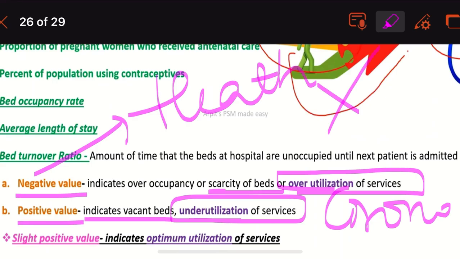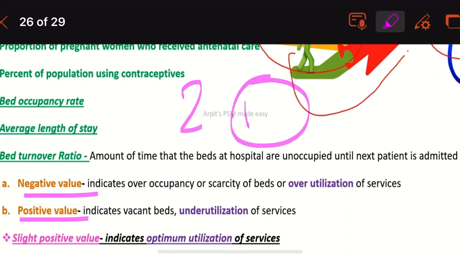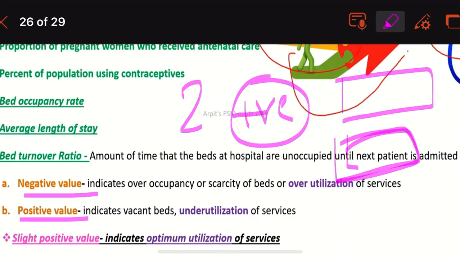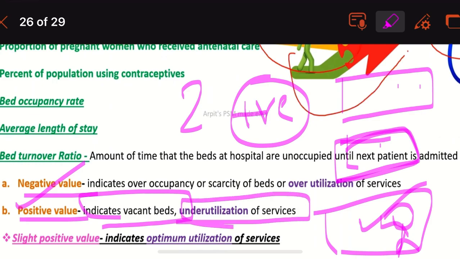There are two aspects, just like a coin has two faces. These have a positive value. If the beds are empty, it means the health of the community is good and people are all healthy, nobody getting admitted. It means that there is a vacant bed, there is a positive value. Also, it shows that there is underutilization of the services.